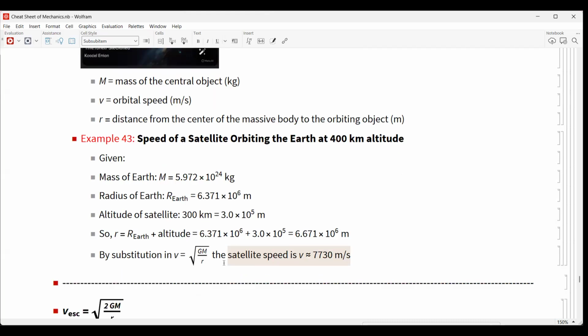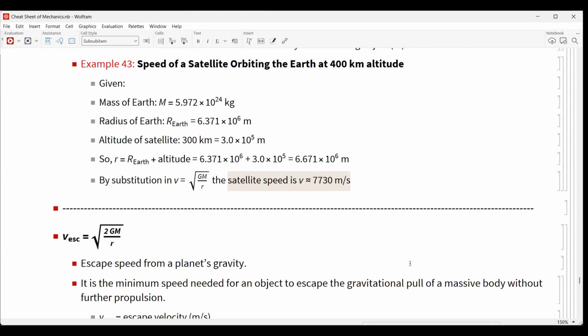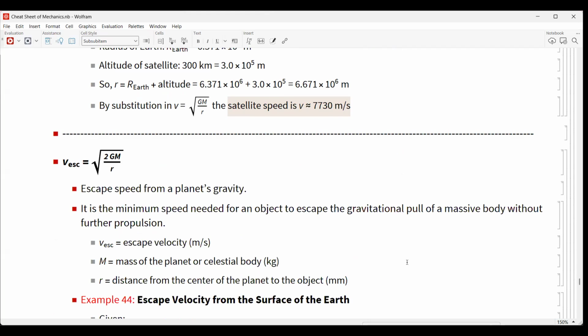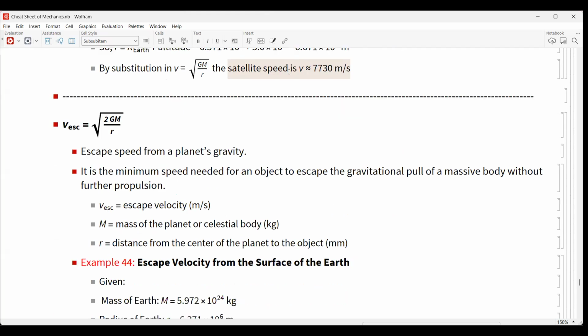So by substitution here, the satellite speed is 7,730 meters per second. So we have the escape speed from the planet's gravity. It is the minimum speed needed for an object to escape the gravitational pull of a massive body without further propulsion. So we have the escape velocity.